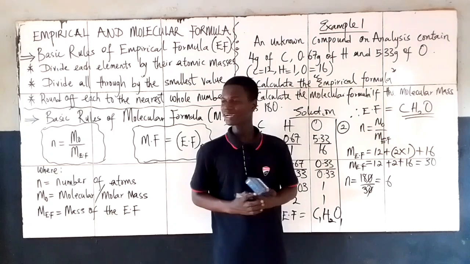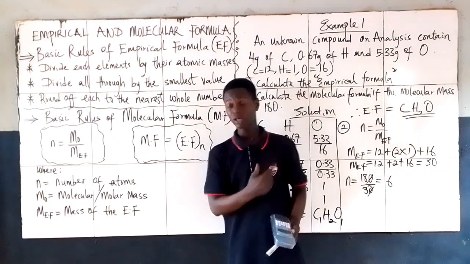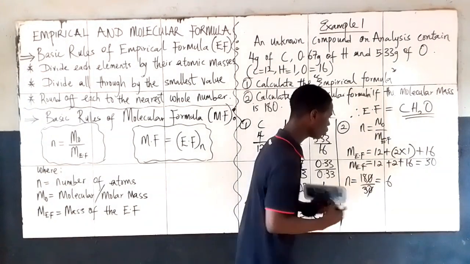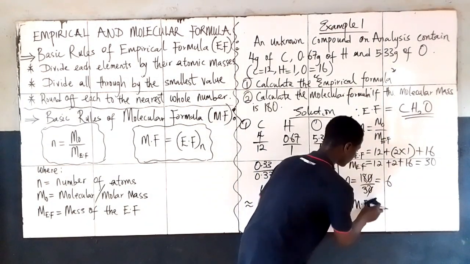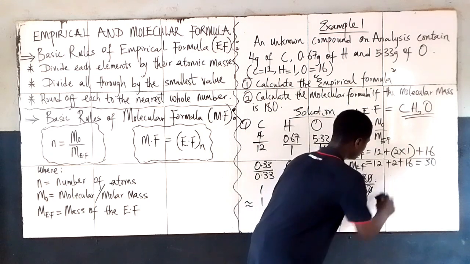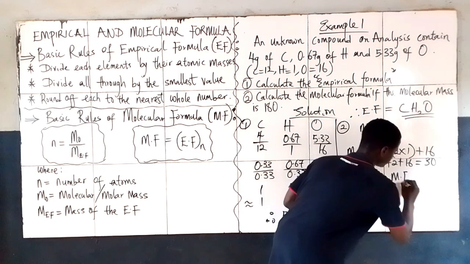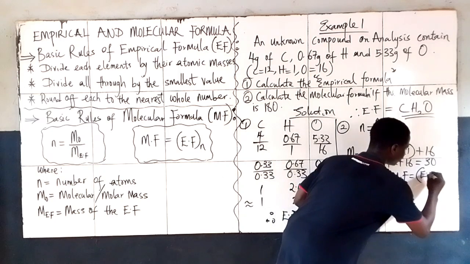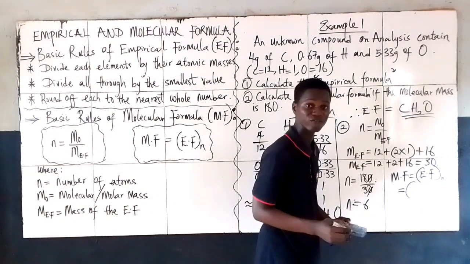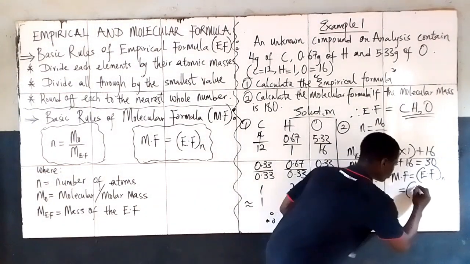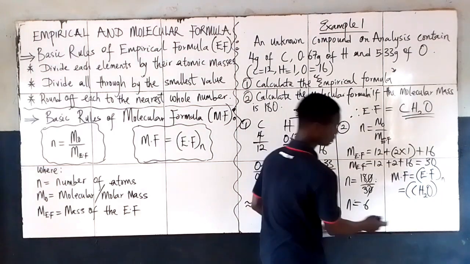So we now know our N to be 6. So now can we now get our MF, that is the molecular formula, which is our question 2? The answer is yes. So we come here and say MF, okay, let me just do it on this part of the board. MF is equal to the empirical formula subscript N. So whatever is our empirical formula, we use the number of atoms to times it. Our empirical formula is CH2O. Then the subscript will now be what?